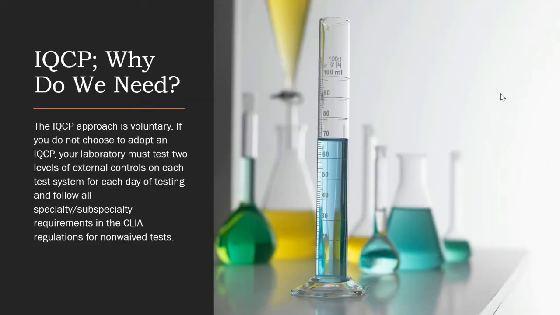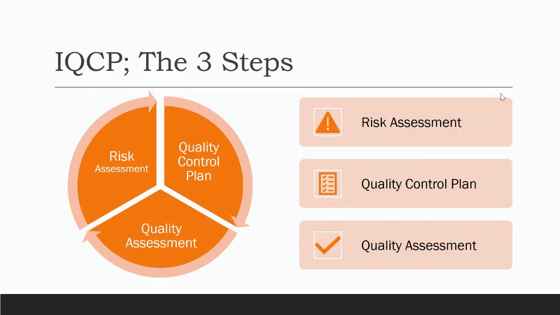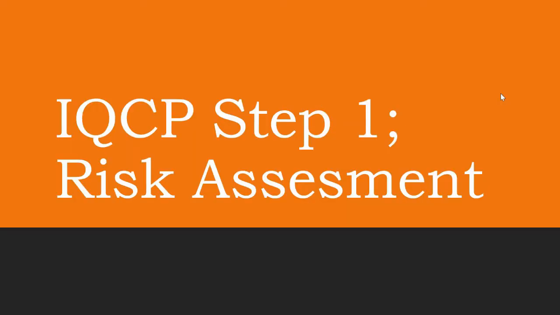Remember, the IQCP approach is voluntary. If you do not choose to adopt an IQCP, your laboratory must test 2 levels of external controls on each test system for each day of testing and follow all specialty and subspecialty requirements in the CLIA regulations for non-waived tests. The IQCP is a continuous quality improvement plan which can be optimized for better performance as soon as the areas for improvement are identified.